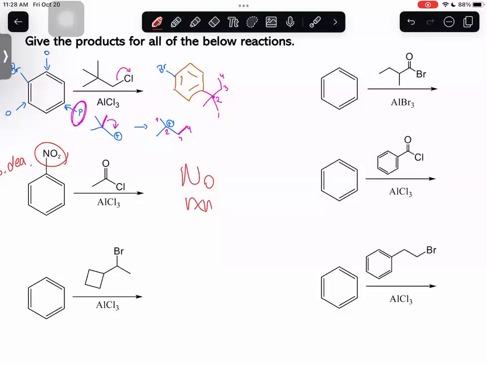That was one of the rules. Well, the initial step of the halogen adding on to the ring, it doesn't matter where we're adding on, right? In this case, no, because we don't have any director, so you can add it anywhere.